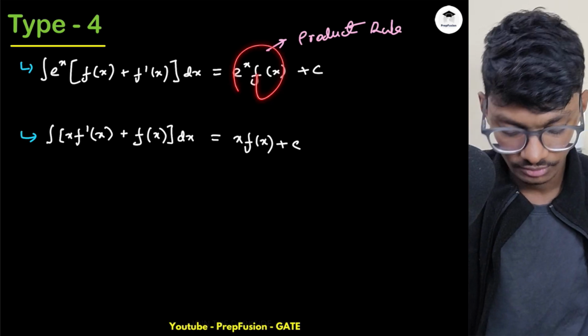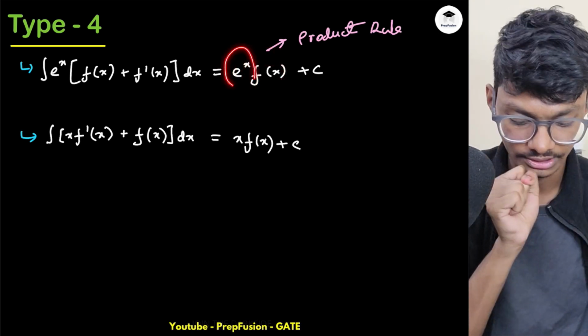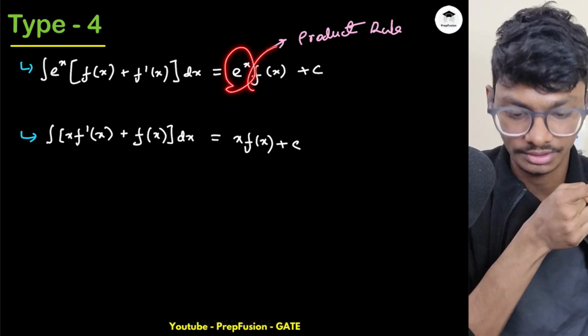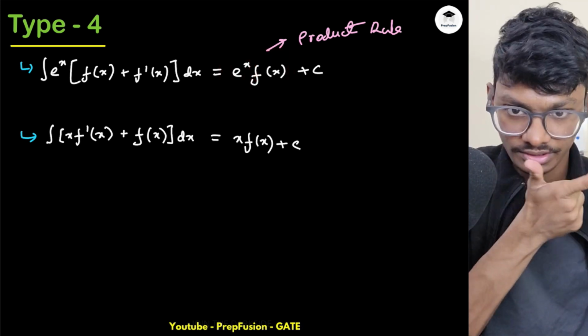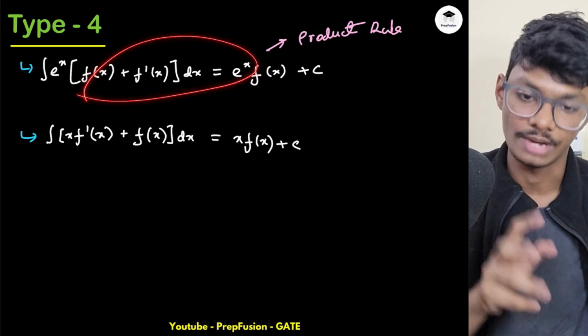What do you see? First you will differentiate this function, that will be f dash of x, and you will keep this outside, and then you will differentiate this function which will be e raised to power x and keep this outside. So e raised to power x I will take common and I will get back with this. Okay, so exactly that is what is happening over here.